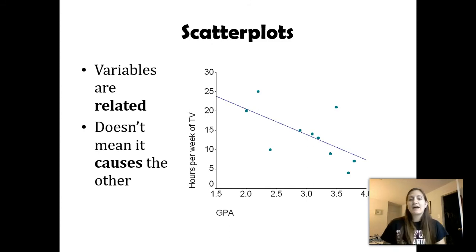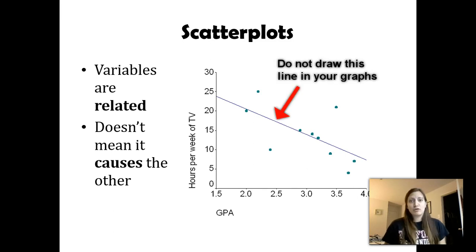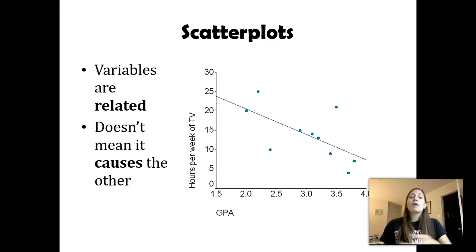So here we have a scatter plot between GPA and the hours per week of TV watched by these students. Now the line you see here is not what you guys will be drawing. You will only be drawing these points. The line is just outlining that general trend. We see that students that have higher GPAs are not watching as much TV per week. It kind of makes sense.